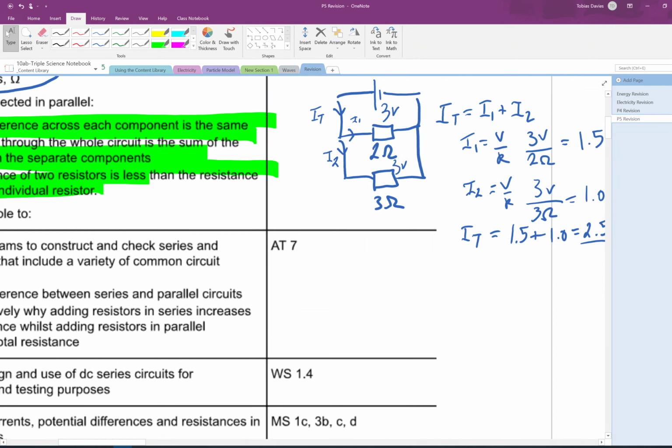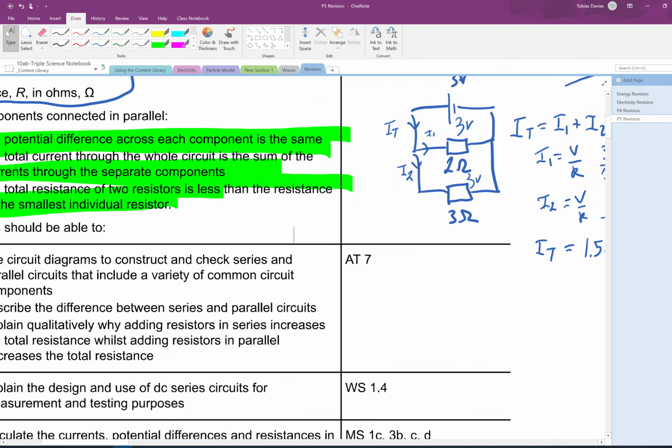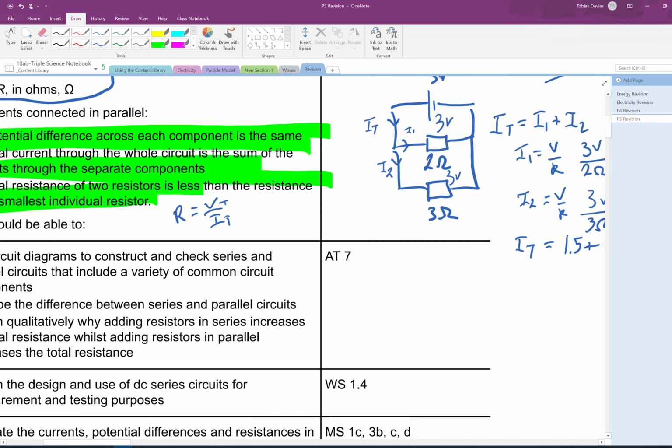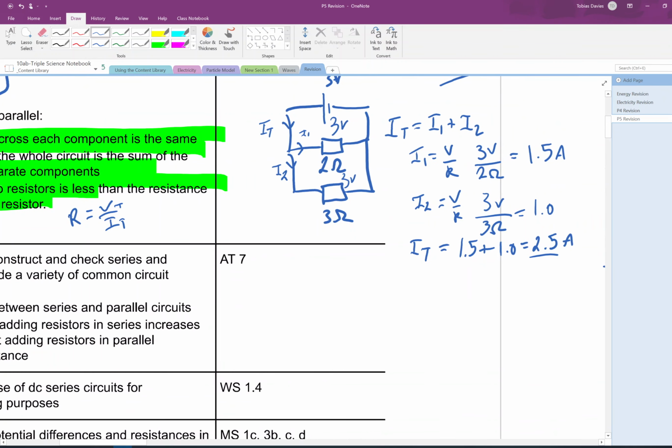Now, you're probably thinking, I wonder what equation he's going to use. And the answer to that is my favourite equation. R is equal to V over I. So I've just rearranged it to suit me here. So I'm going to use the total voltage and the total current. So the total current was 2.5. Okay, so I've got my 3 divided by 2.5.